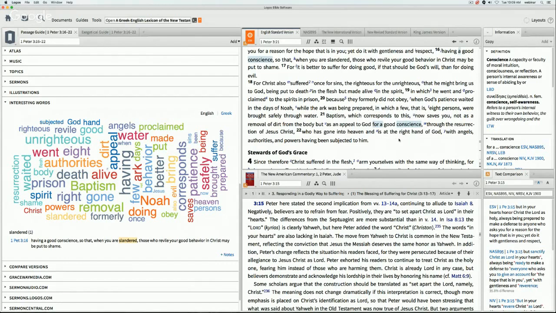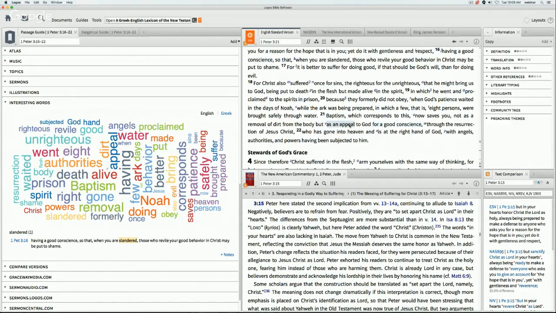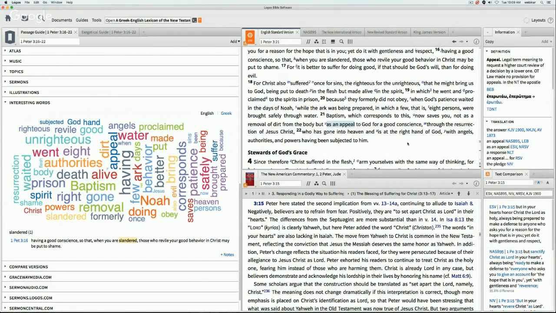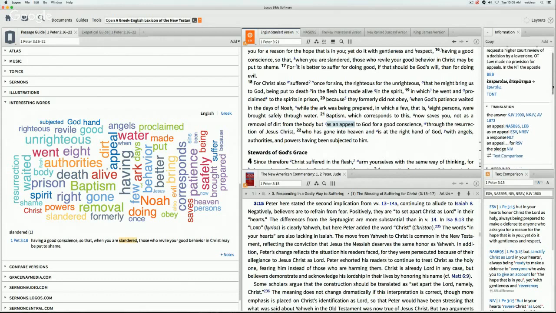There's another way to look for interesting words to investigate: how are they translated? Here in verse 21, we have that baptism now saves you, not as a removal of dirt from the body, but as an appeal to God for a good conscience. Now, that word appeal is very interesting. It so happens that this Greek word occurs only once. This is the only time that it occurs in the New Testament. And for that reason, it's very difficult to translate.